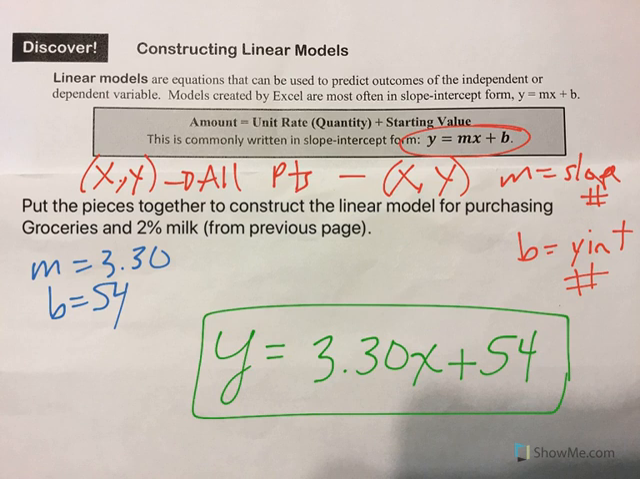So what this means is, if I buy 0 gallons, it'll cost me $54. And then for every gallon I buy, because x represents the number of gallons, my price will go up by 330. Y gives me the total cost. And that is the construction of a linear model using the slope and the y-intercept.